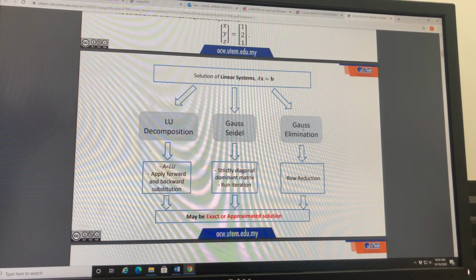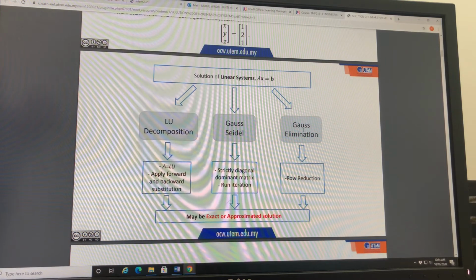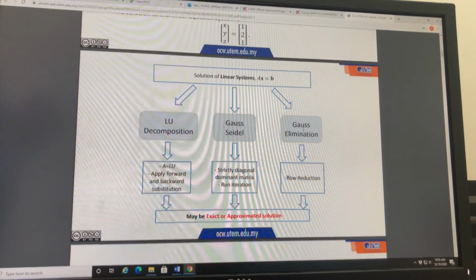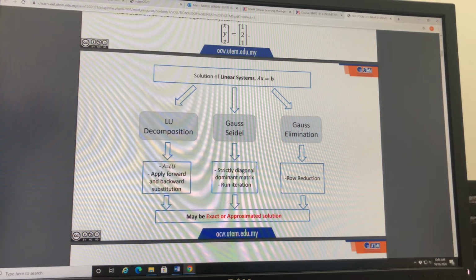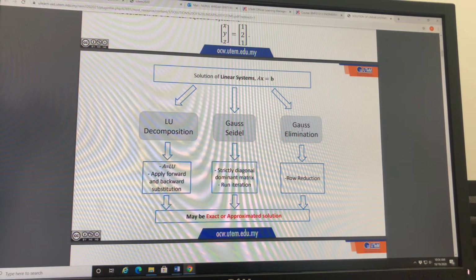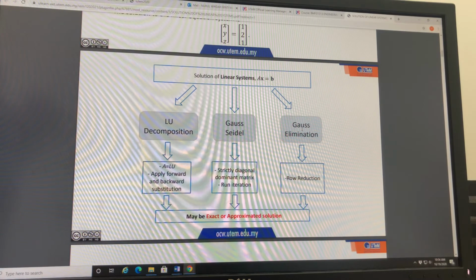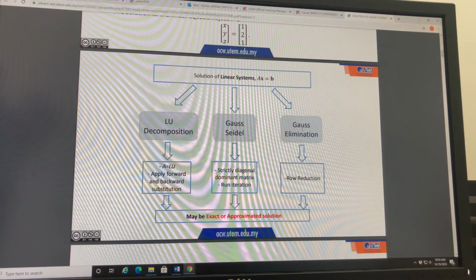All these 3 have a different approach, I mean a different step, of course. So make sure you know that when the question asks you to find the solution by using LU decomposition, you write the steps of the correct method.